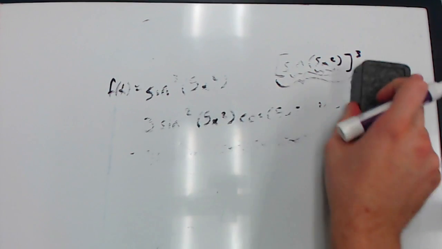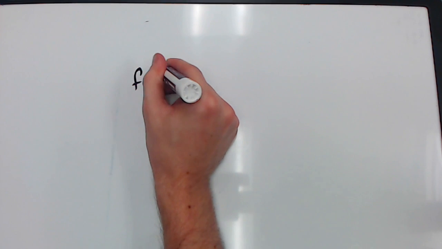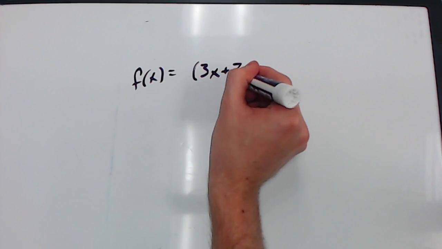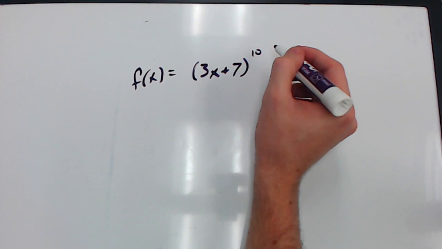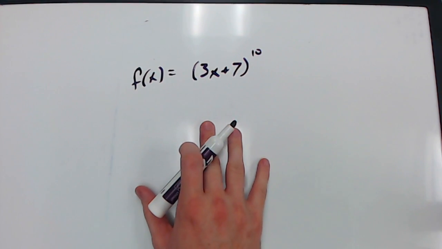Now, I'm going to be giving some example problems, and I encourage you, having watched this video, to go ahead and pause the video before I start a problem and give it an attempt yourself. All right. So for the first problem, we're going to start with 3x plus 7 to the 10th power. Now go ahead and stop the video now and attempt it yourself.